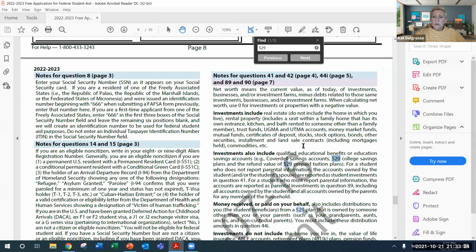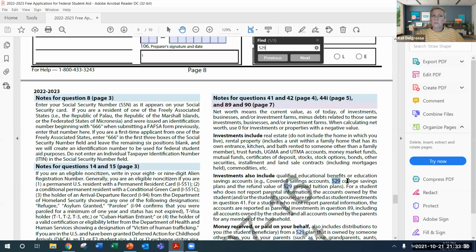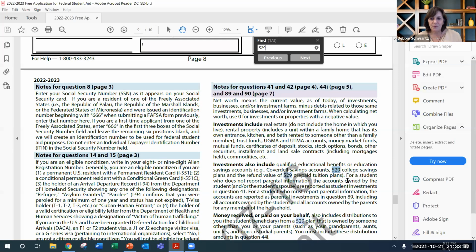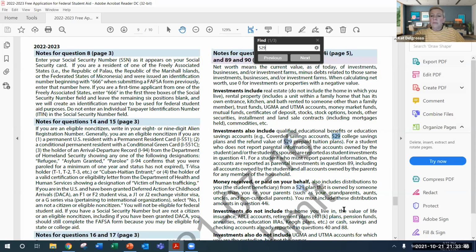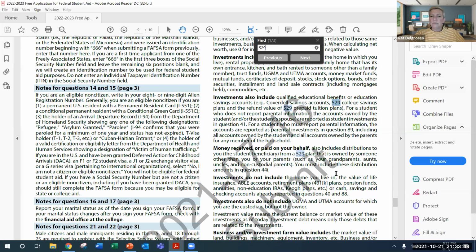Let's see. Okay, so this is the FAFSA. I think that's the confusion that this person was referring to. Parental assets. Paid on your behalf. Is owned by someone other than you or your parents, such as grandparents, aunts, uncles, and non-custodial parents. You must include these distribution amounts in 44I.